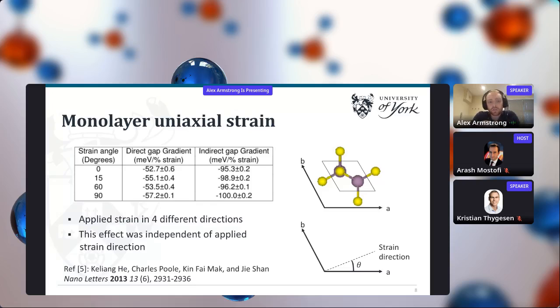This is useful because it means that if you want to apply strain to your crystal, it doesn't matter. You don't have to think about the orientation of your crystal, which is quite a difficult thing to align experimentally.